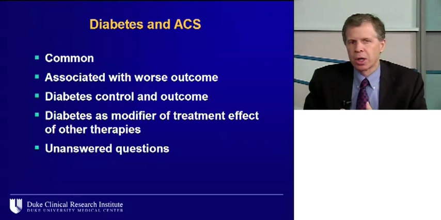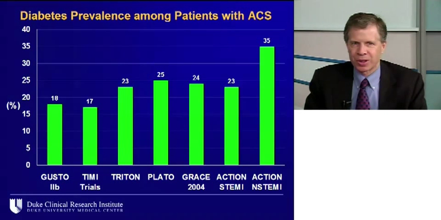So I'll go over some issues with diabetes and acute coronary syndrome. That it's common, it's a potent risk marker. There's a relationship between control of diabetes, or at least blood sugar levels, and outcome. A big question that you alluded to is how should the presence of diabetes modify the treatment that we use in patients with acute coronary syndrome? And then there are a variety of important unanswered questions.